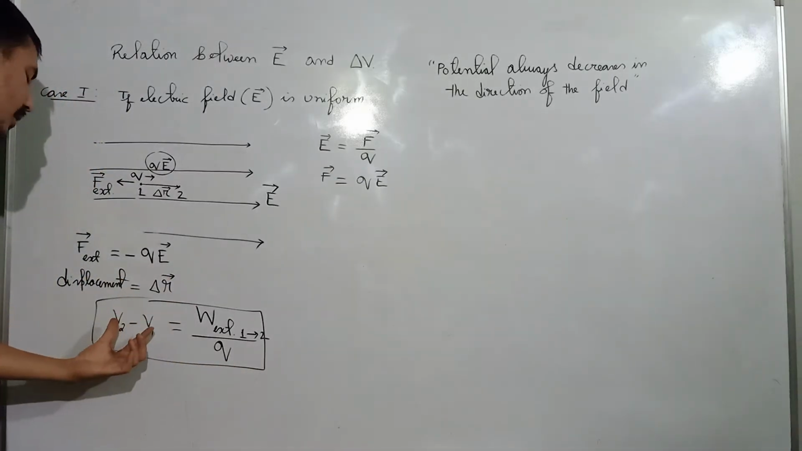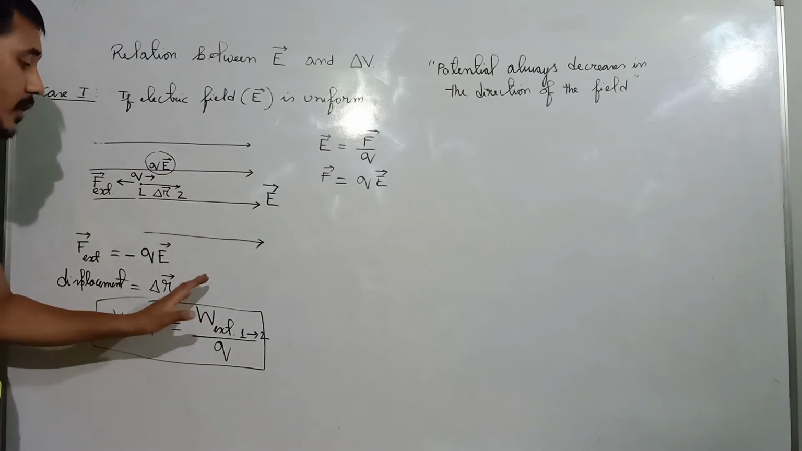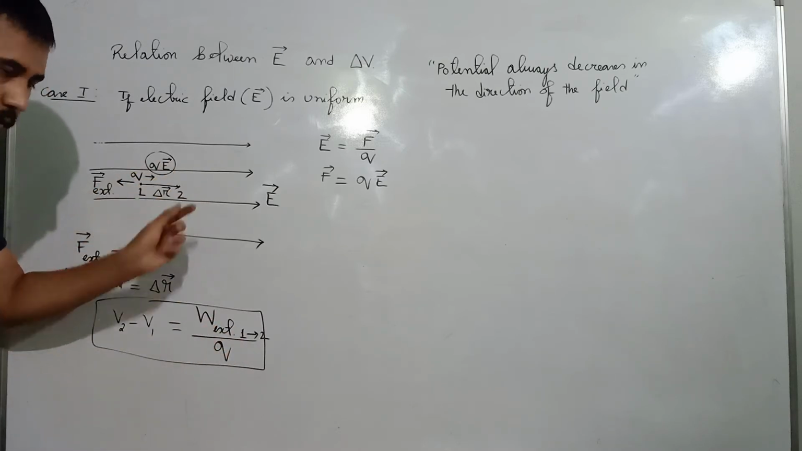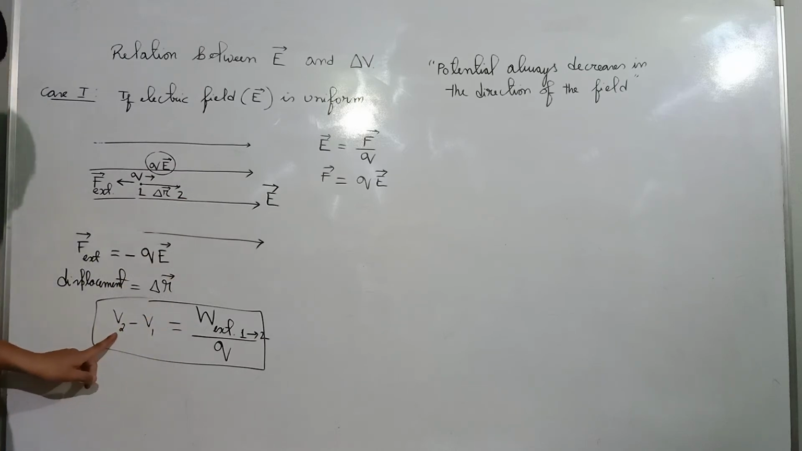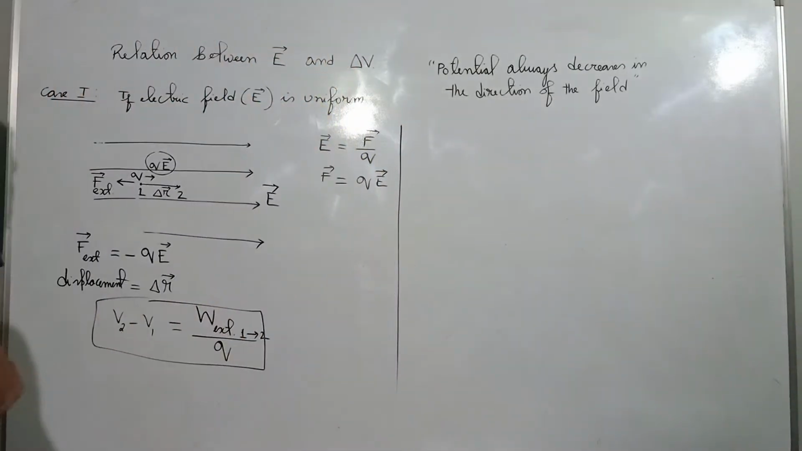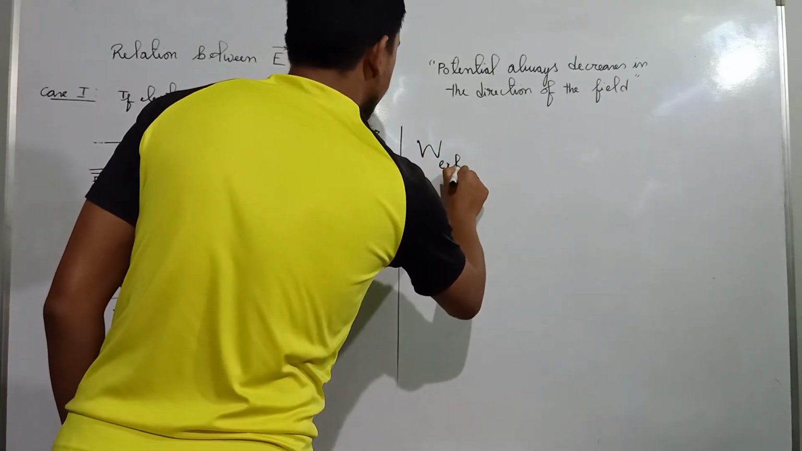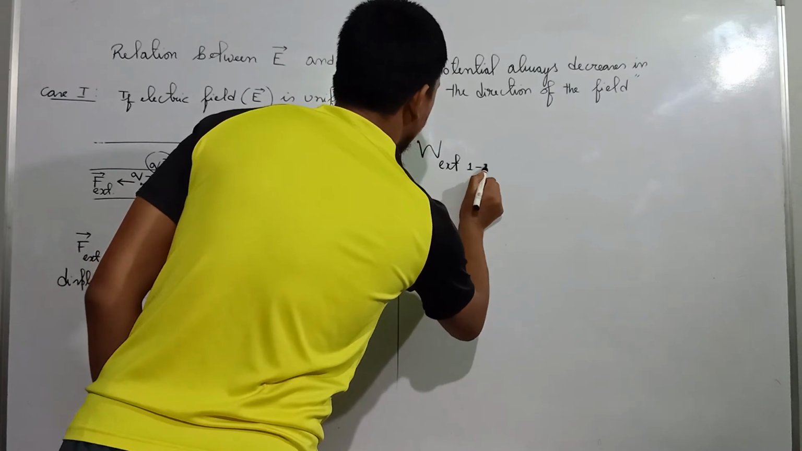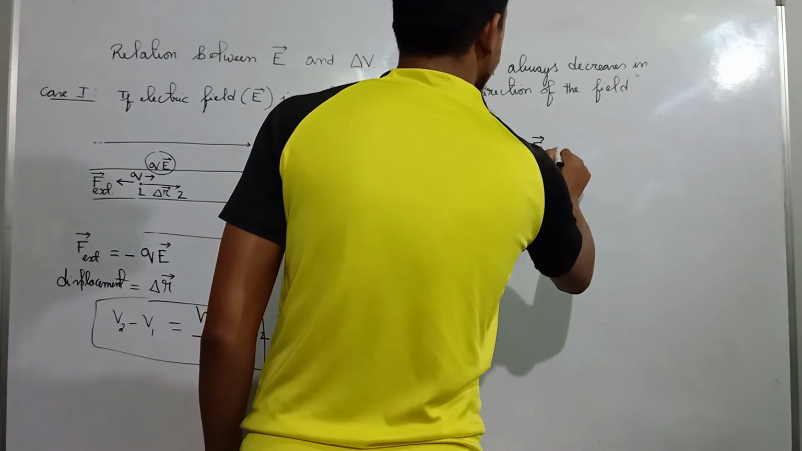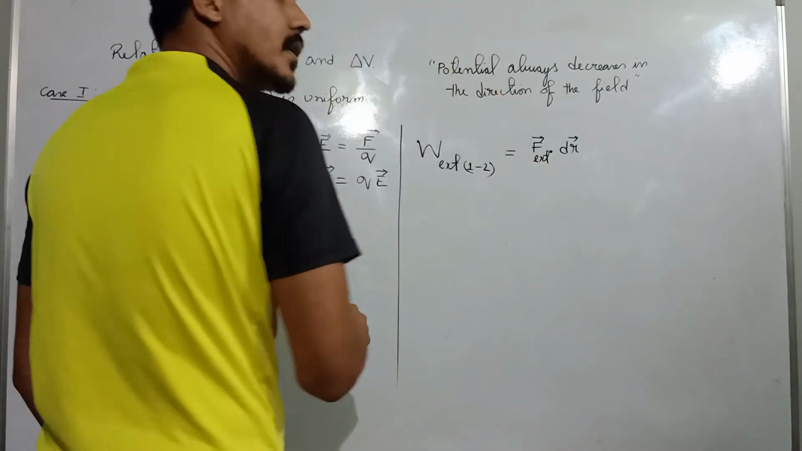So in order to get the potential difference between these 2 points, first of all, I need to find out the work done by the external agent in bringing the charge from 1 to 2. Only if I calculate this work can I find the potential. The work done by the external agent is given by force into displacement, the external force dot displacement.